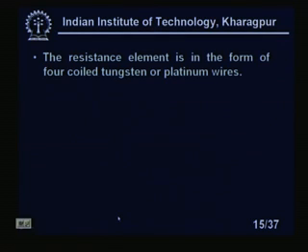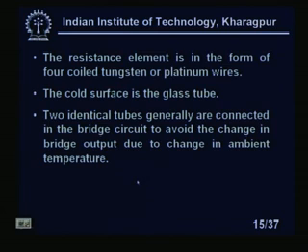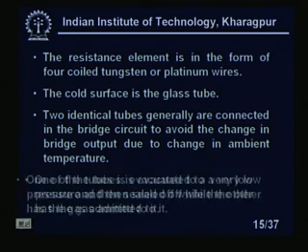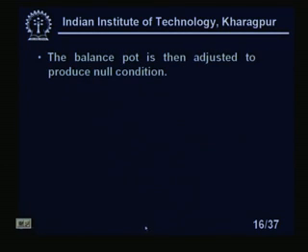Now, the resistance element is in the form of coiled tungsten or platinum wires, as I have shown, right. The cold surface is a glass tube; the outer surface of the glass is a cold surface. 2 identical tubes are generally connected in the bridge circuit to avoid the change in bridge output due to change in ambient temperature. One of the tubes is evacuated to a very low pressure and then sealed off, while the other has the gas admitted to it. The balance spot is then adjusted to produce the null condition, right.